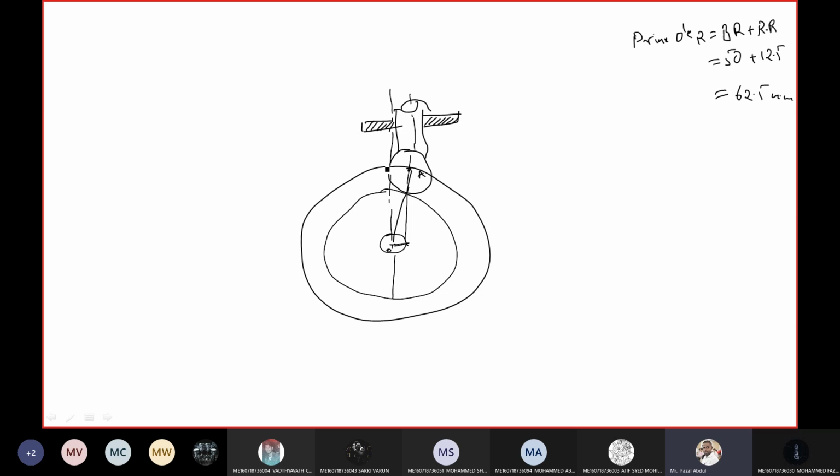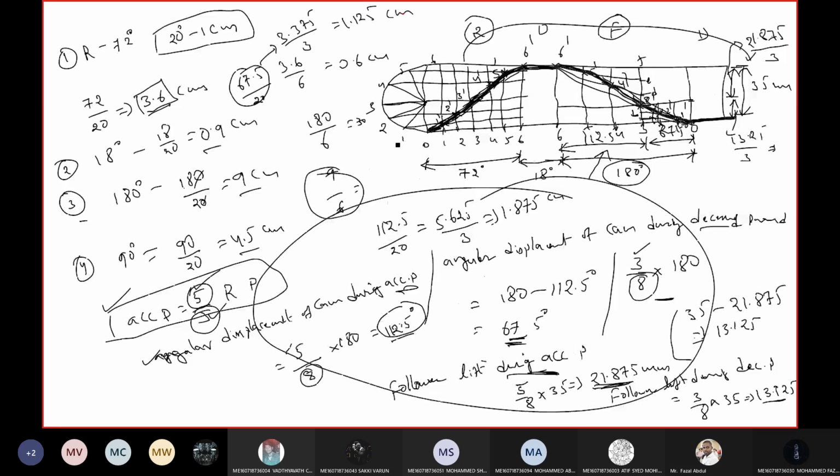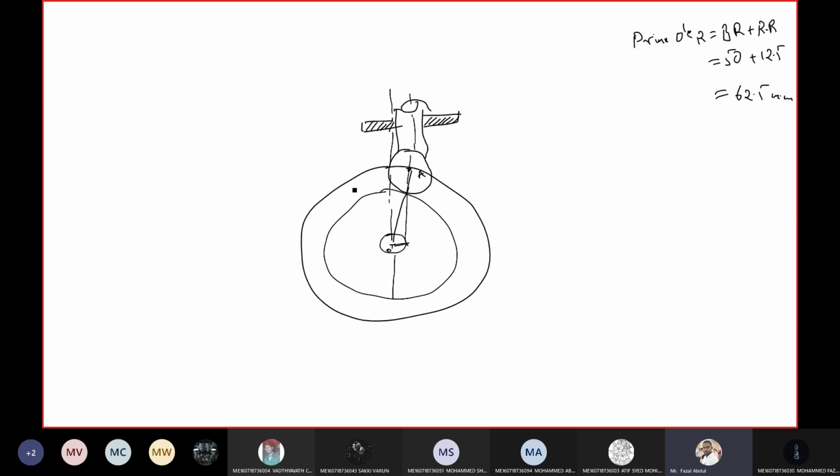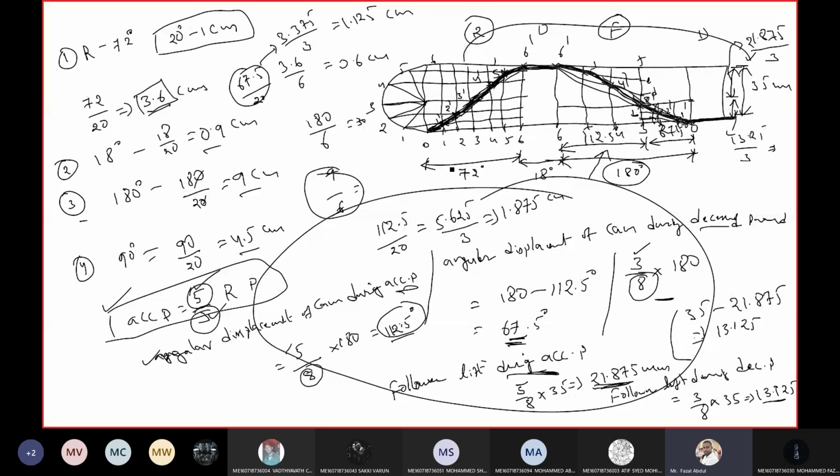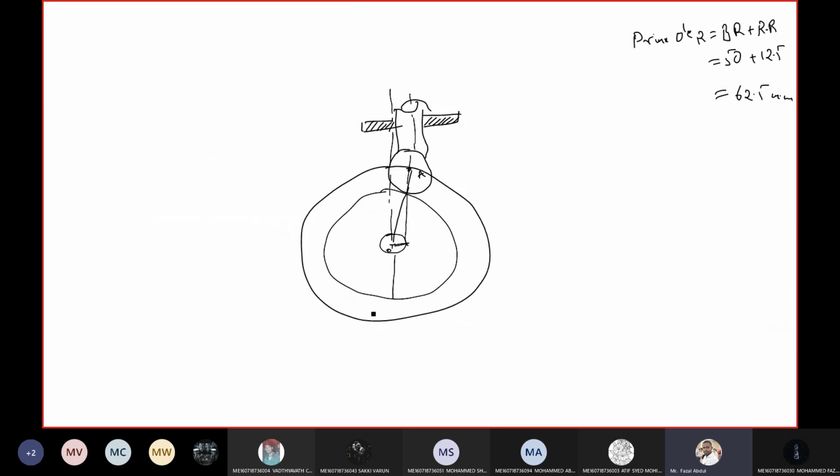Okay. Now go to the displacement diagram again. In the rising period, how many parts did you divide? 6 parts you divided here. So with the 6 parts here, the same number of parts you need to divide in this also. So how many degrees here? Total 72 degrees for the rising period. So measure with the D scale from here to here. Suppose this is 72 degrees. So this is the A point. This is the B point.